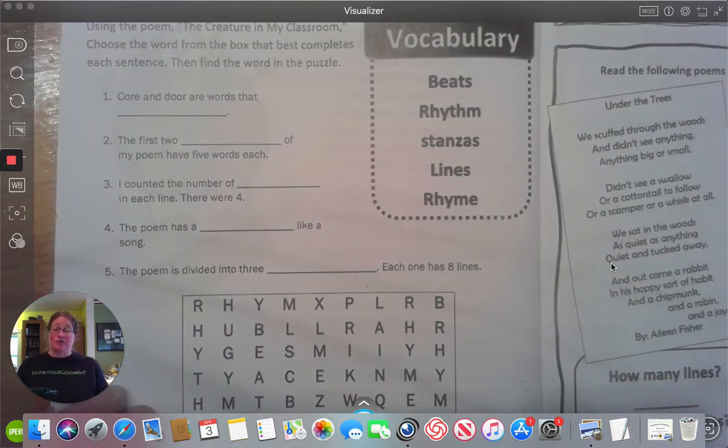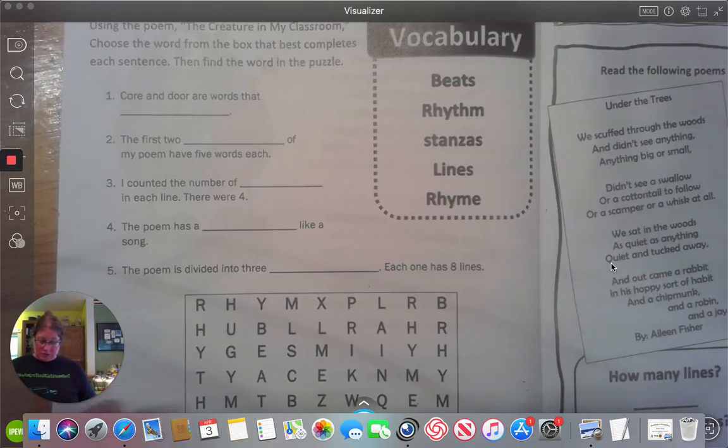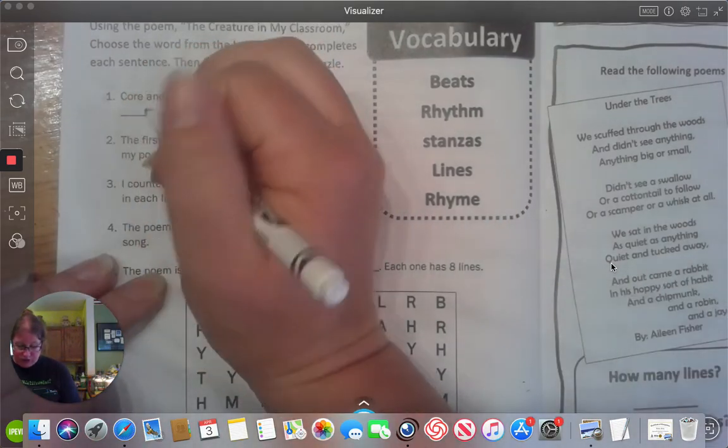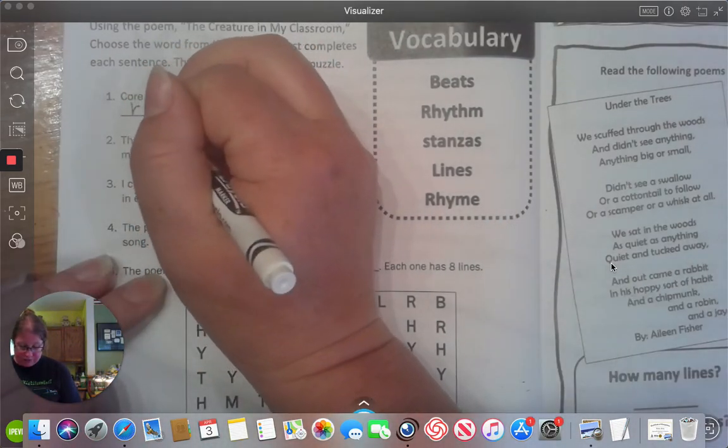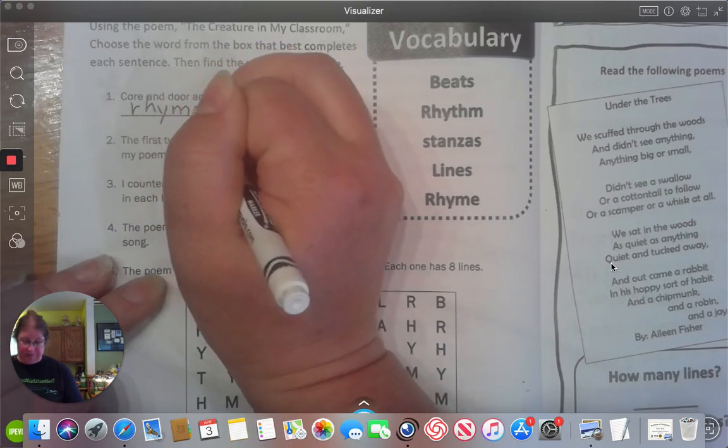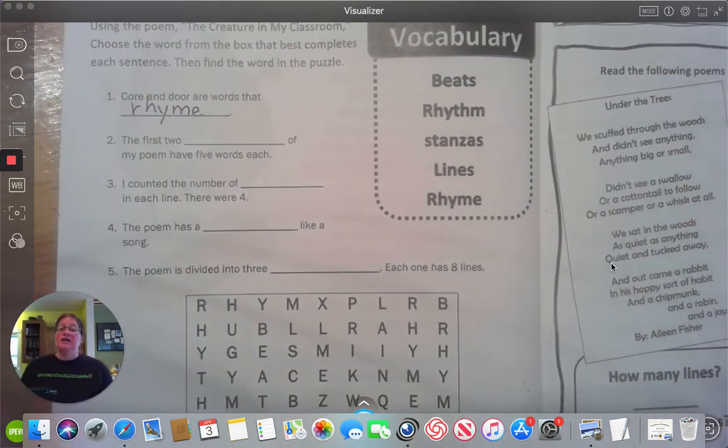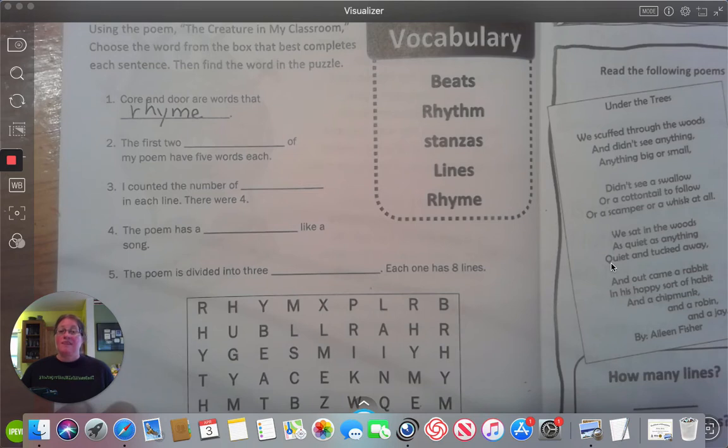Core and door. What did you guys select? If you selected the word rhyme, you were correct. Number 2. The first 2 blank of my poem have 5 words each.